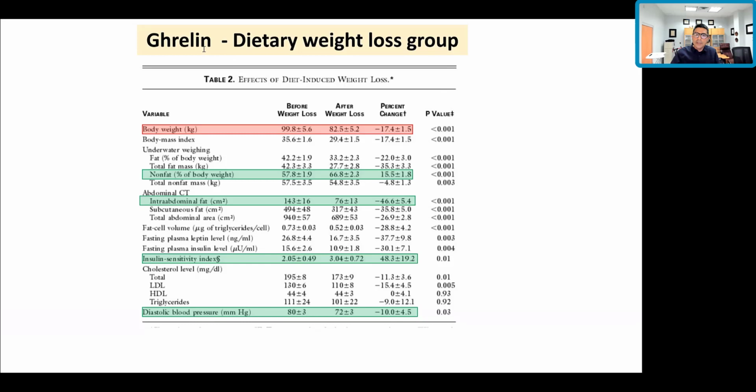So this is the group with diet-induced weight loss. They lost their body weight substantially. This is in kilograms, which is a humongous amount, about 17 kilograms.